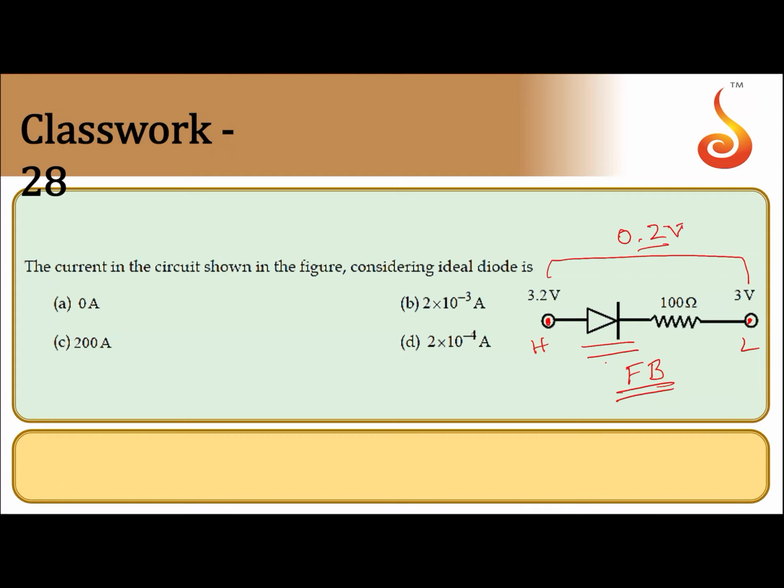When it is conducting, the potential difference is 0.2 volt, and the diode doesn't offer any resistance, so there is only one more resistance, 100 ohm. So the current through the circuit, I, is equal to the voltage, that is 0.2, the potential difference, divided by 100, that will be 2 into 10 to the power minus 3 ampere, that is option B.